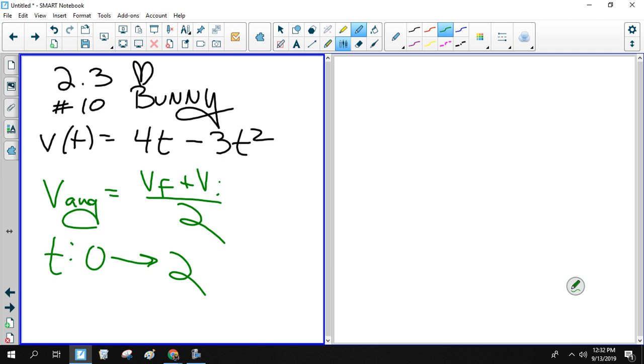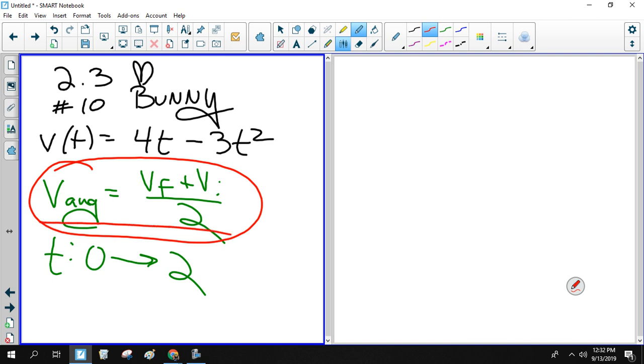Does anybody remember why? What do you got? It has to be constant acceleration. Good. Very, very good. This equation, you guys, I cannot stress this enough. This, hands down, was the most common mistake on this test last year. You can only use this equation here that I just circled in red if the acceleration is constant.